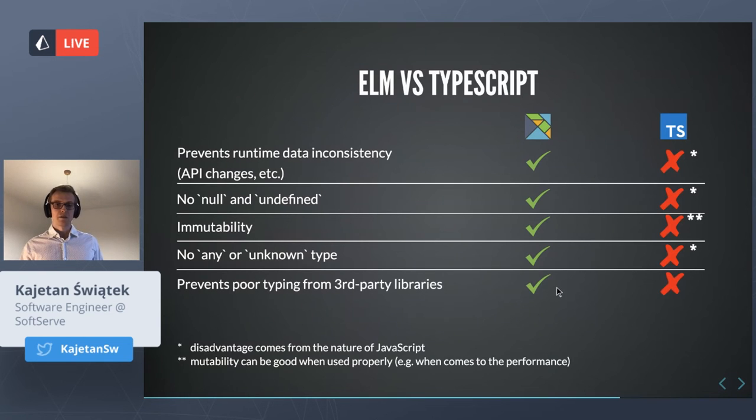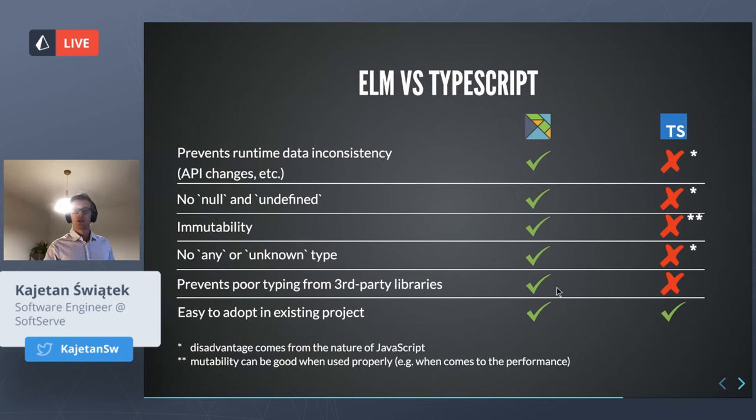Okay, the next thing. I think that Elm prevents poor typing from third-party libraries that we would like to use in our applications, strictly because of all those mechanisms like decoders I've mentioned, and also the overall strict typing of Elm. And in TypeScript, let's be honest, it's very easy for library authors to just convert all files from JS to TS and not add any types, and everything is just ready, and they could very well publish this as a library.